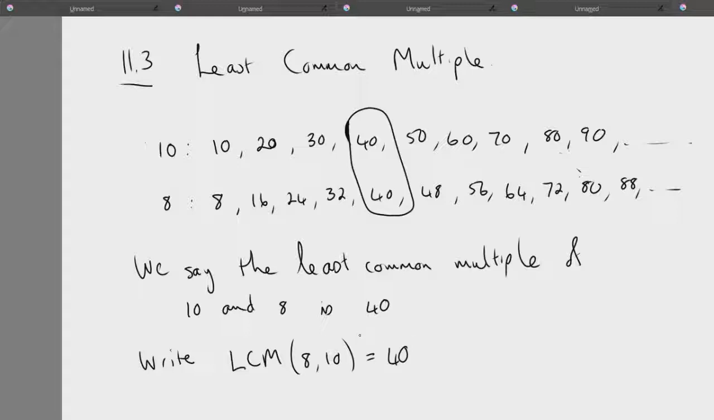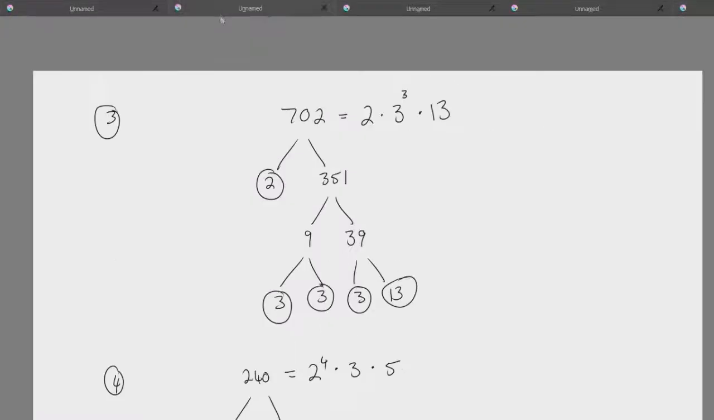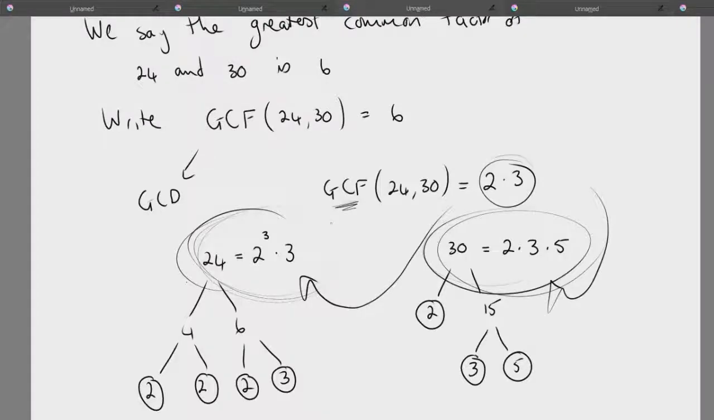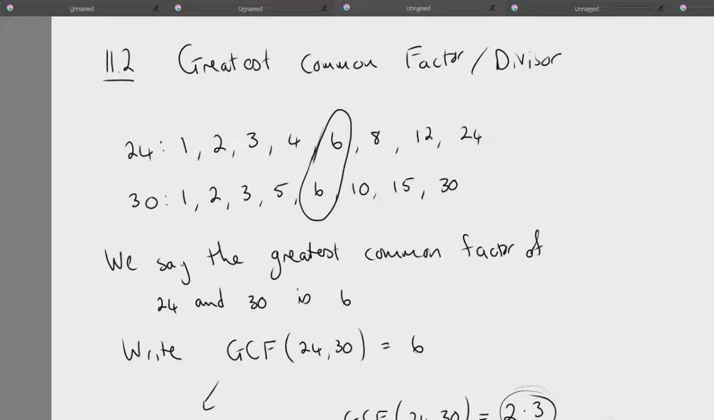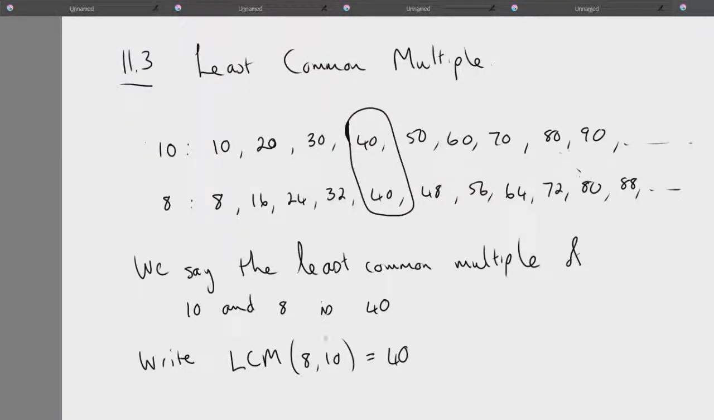So this one stands in contrast to the greatest common factor. If you recall, greatest common factor was a number that divides into both of these. Now this is not the case with the least common multiple. Both of these numbers divide into the answer. So it's sort of backwards, I guess.